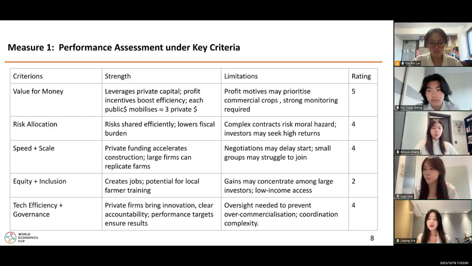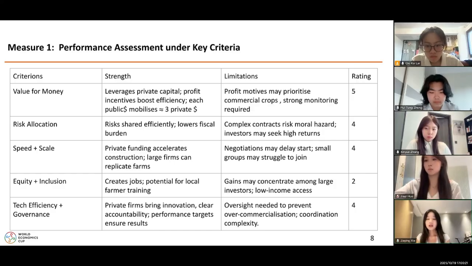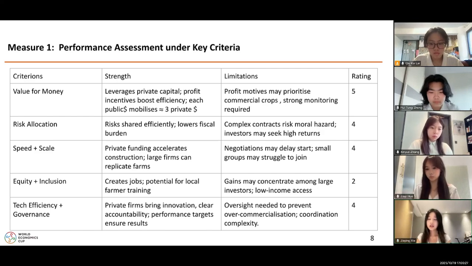In terms of value for money, private investment multiplies the impact of public spending, though oversight is essential to keep goals aligned. Risk allocation is efficient, but complex contracts can create moral hazard if oversight is weak. Private funding boosts speed and scale to meet the 5-year target, though smaller community groups may face barriers. The model enhances equity through job creation and training, but benefits could concentrate among large investors without regulations.